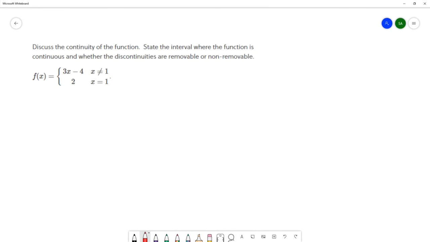So first I'm going to start thinking about these individual equations here. We have y equals 3x minus 4. That is a linear equation, which is a type of polynomial. And these types of equations don't have any discontinuities. So this is an equation that is continuous over all real numbers.